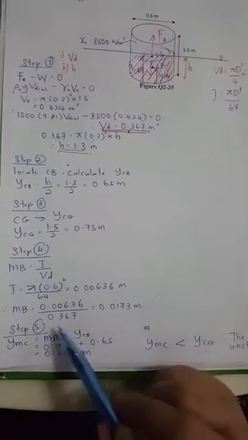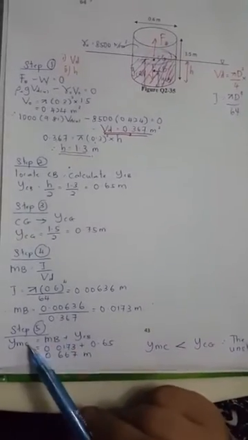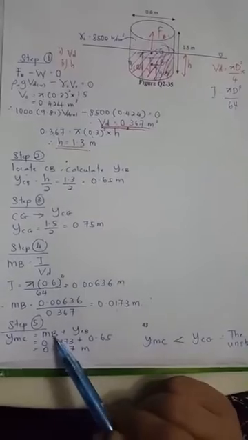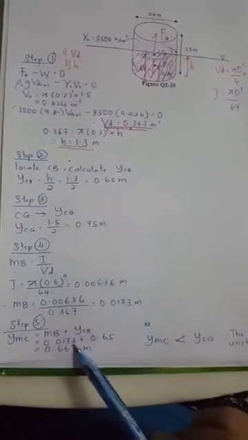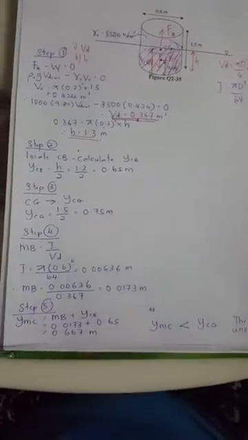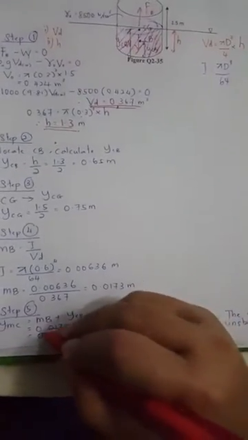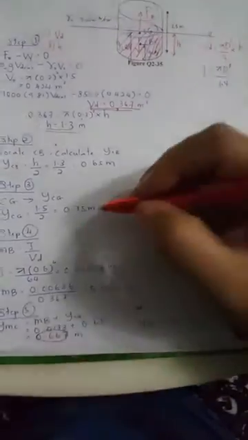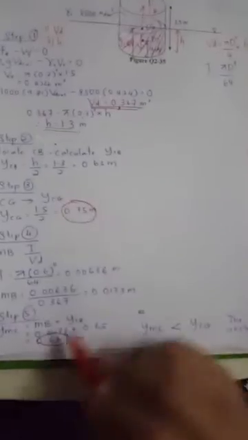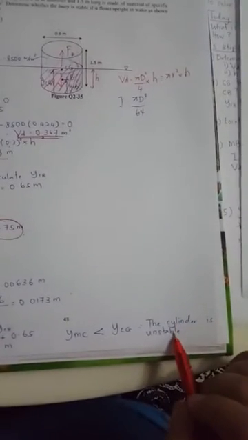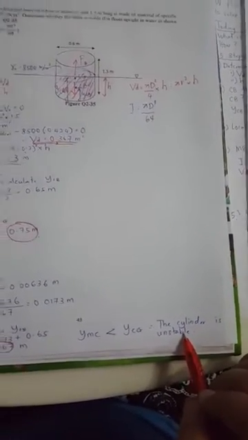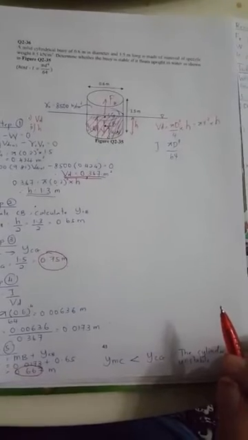So last step number 5, calculate YMC. So YMC equal to MB plus dengan YCB. MB kita dah dapat step number 4, YCB dah dapat dalam step number 2. So masukkan je nilai. So now comparekan YMC yang kita dapat dalam step number 5 dengan YCG yang kita dapat dalam step number 3. So now kita cakap YMC less than YCG. So the object is, the cylinder is unstable. Okay.